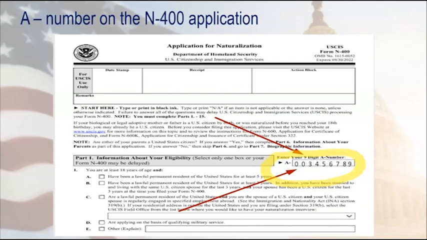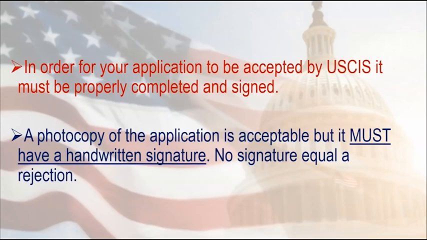And here we have an example of what I just gave you. The green card in this case only had 7 numbers. So what we did is we added 00 in front of the first number, and that made it a total of 9 numbers. In order for your application to be accepted by USCIS, it must be properly completed and signed. A photocopy of the application is acceptable, but it must have a handwritten signature. No signature, remember, equals a rejection.